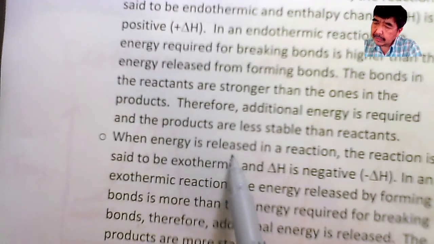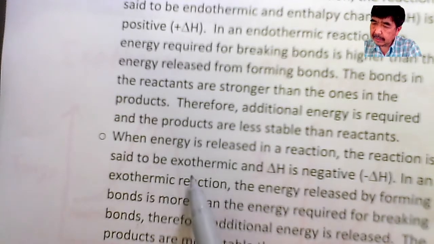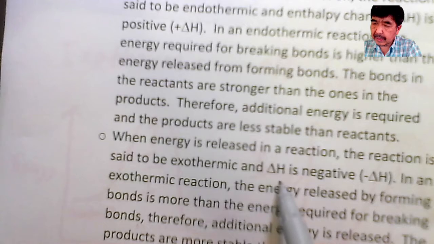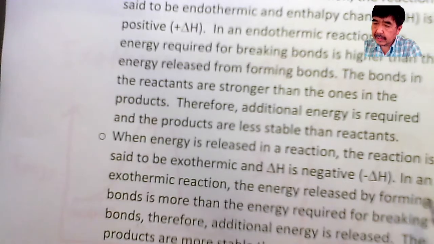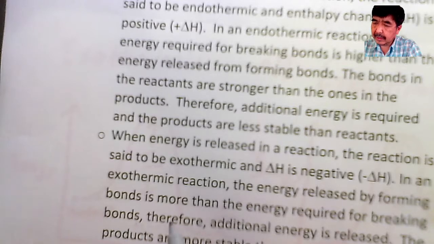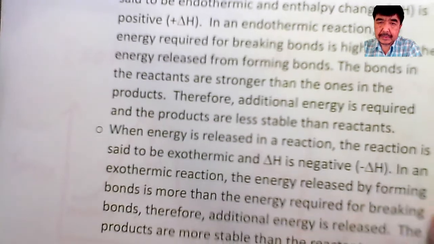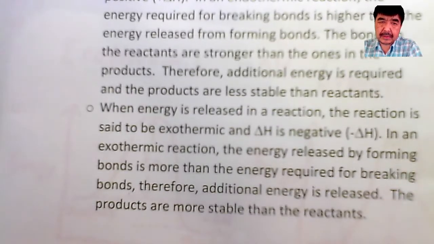When energy is released in a reaction, the reaction is said to be exothermic. The delta H, okay, the enthalpy change is negative. In an exothermic reaction, the energy released by forming bonds is more than the energy required for breaking bonds. Therefore, additional energy is released. The products are more stable than the reactants.